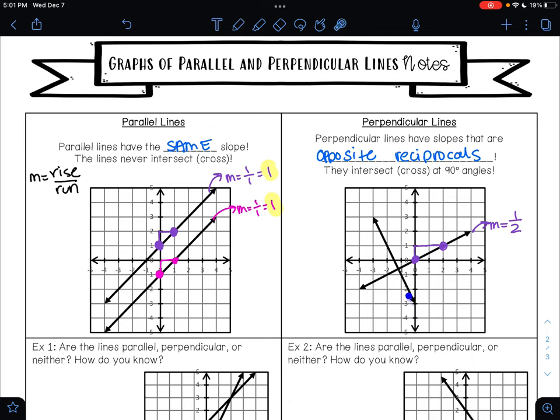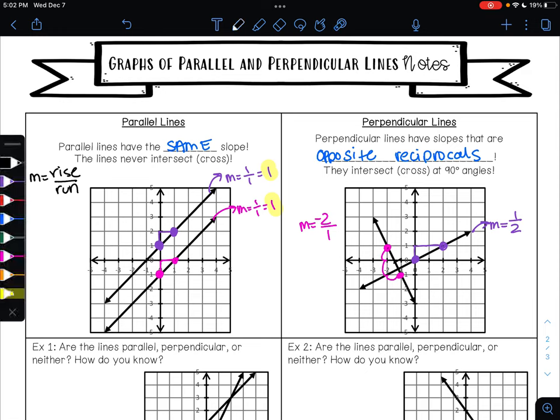For my other line, I'm going to pick 2 points that fall on this line. And remember that you want points that line up perfectly on the grid. So let's see. This is a good point, and this is a good point. So I'm going to do rise over run. So I go down 2, so -2, and right 1. -2 over 1 is the opposite reciprocal of 1/2. So these are perpendicular lines, and so they cross and they make a 90-degree angle.